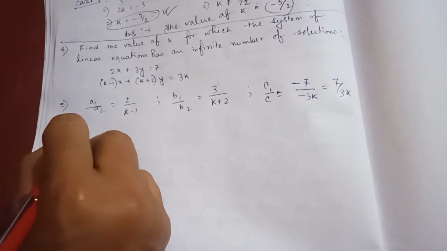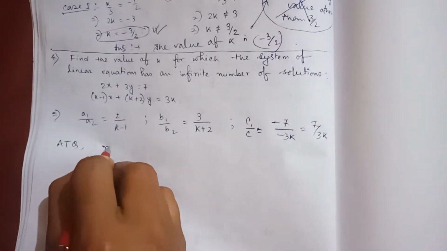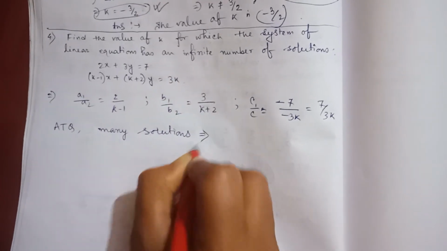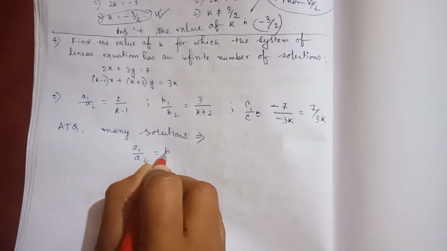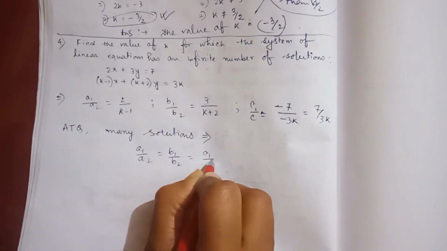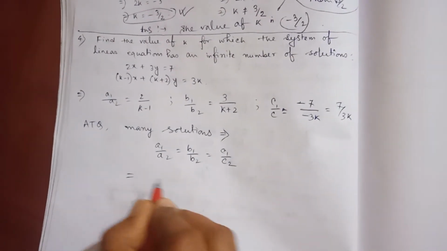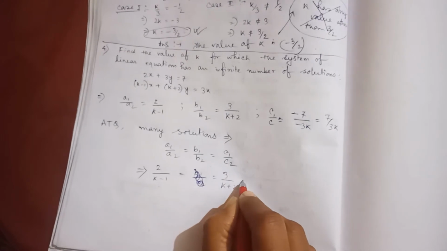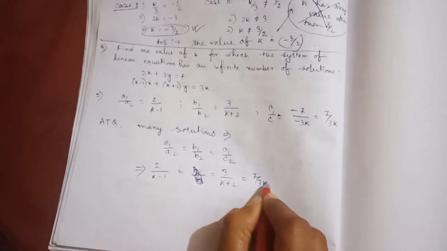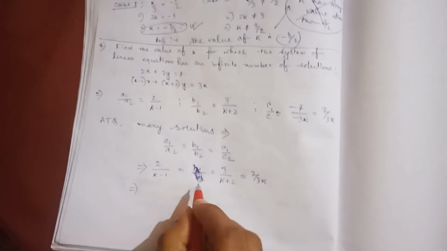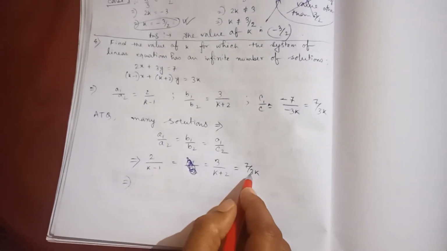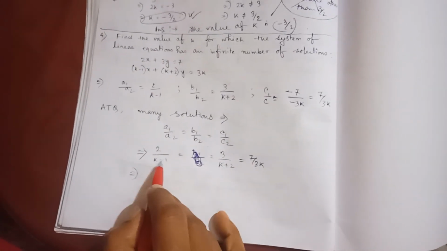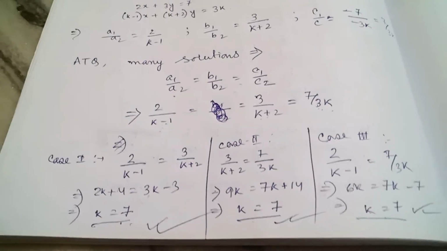Now according to the question, infinite number of solutions. So many solutions implies a1 by a2 equals to b1 by b2 equals to c1 by c2. That means 2 by k minus 1 equals to 3 by k plus 2 equals to 7 by 3k. Now there are three expressions equal to each other. So there will be three cases. First, second, first, third, and second, third.